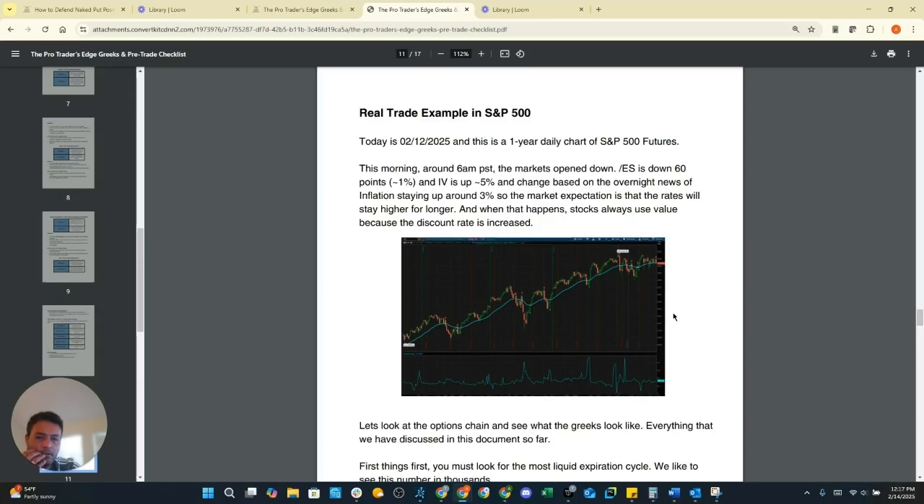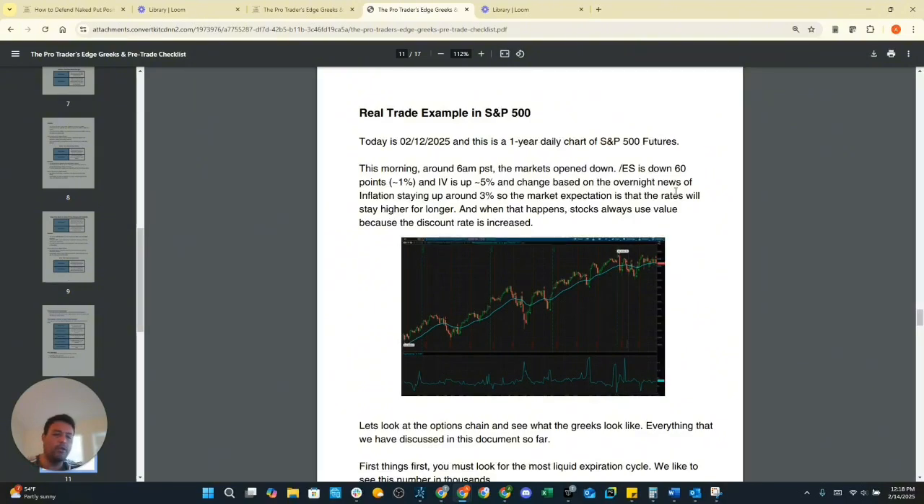What, 2 days ago? It moved up. It opened. ES futures opened 60 points down. Great opportunity to sell something. IV was up. Everything was looking good. By the time I finished setting everything up and I put everything in, it already moved up 30 points, 20 points, I think maybe even 40 points. By the end of the day, it was up.